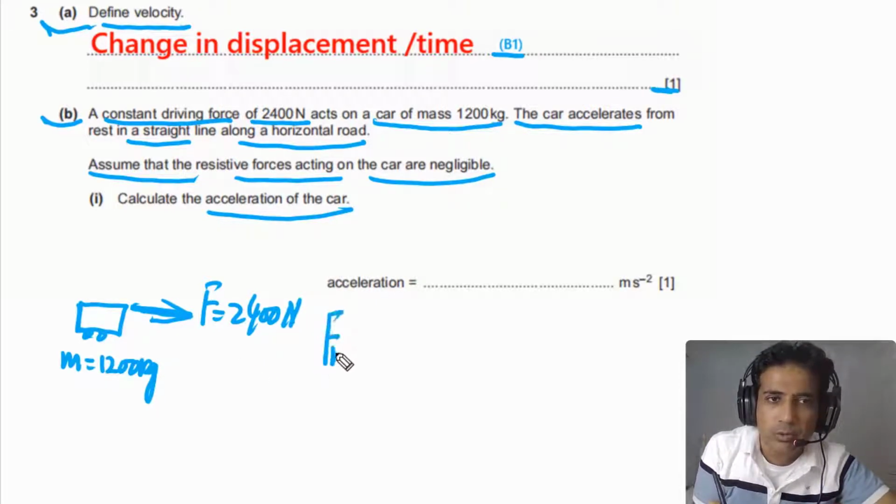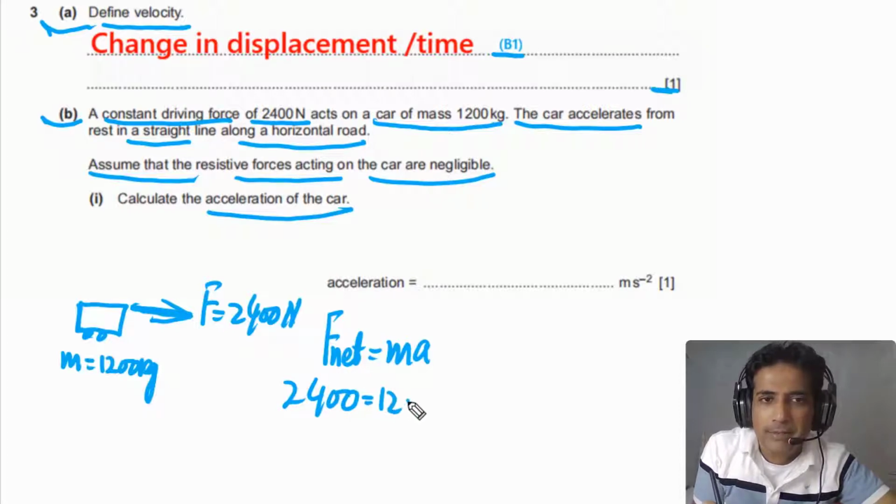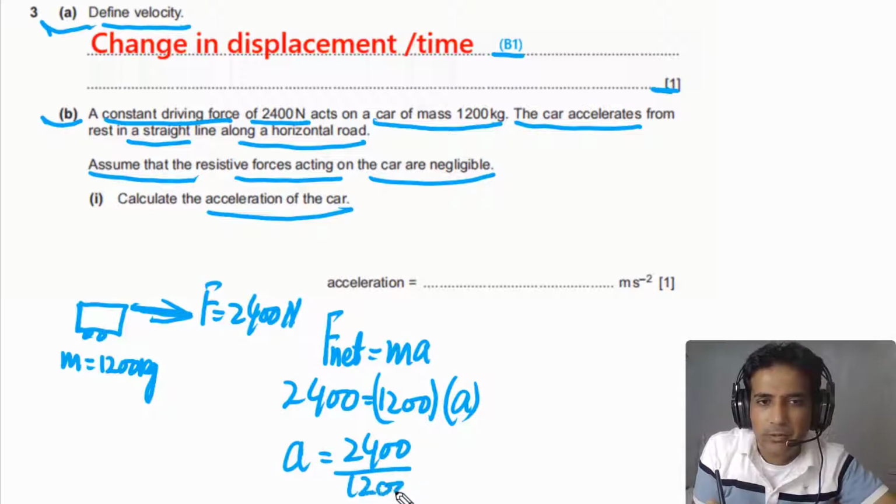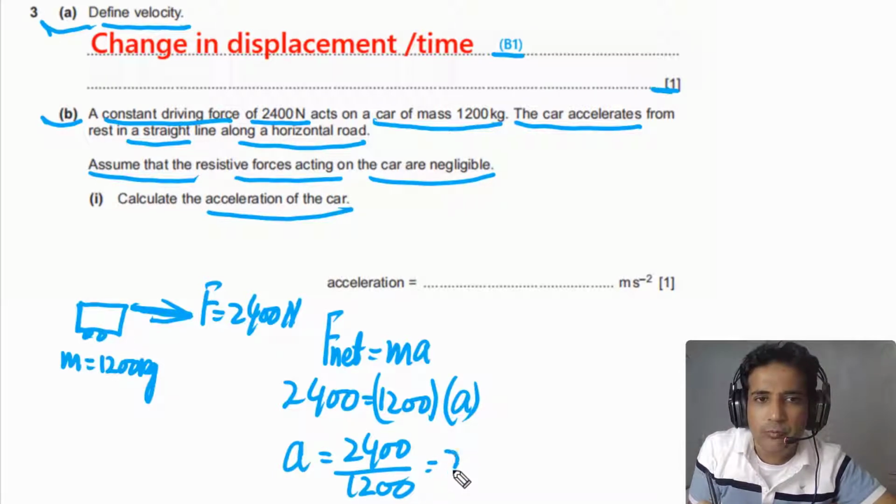We need to calculate acceleration. So we need to use F net is equal to m a. F net in this case is equal to 2400, and mass is 1200, times a. So we can calculate a from here. That will be equal to 2400 divided by 1200. So our final answer will be 2.0 meters per second squared.